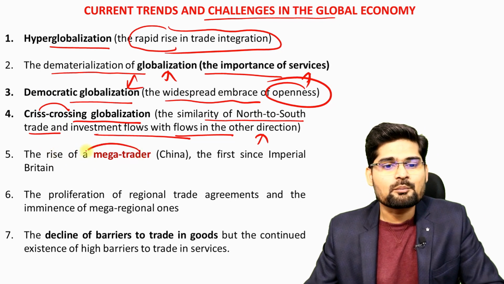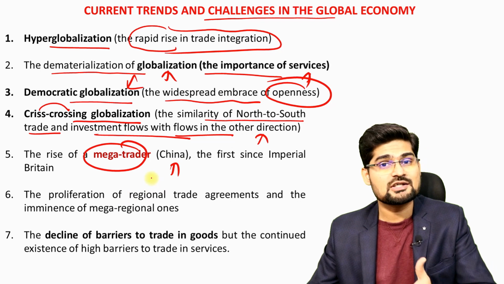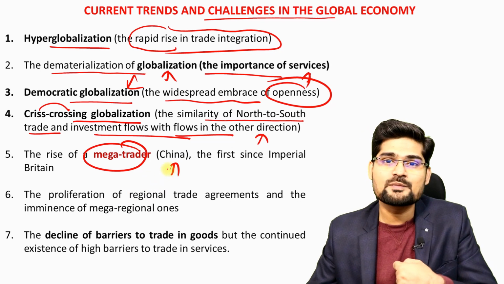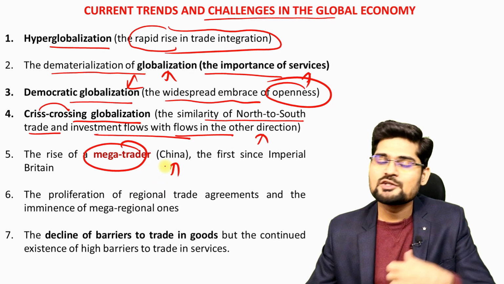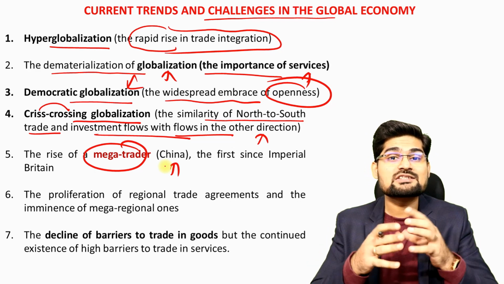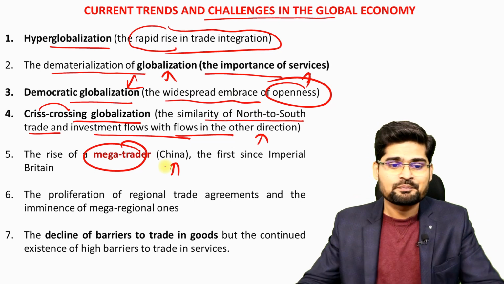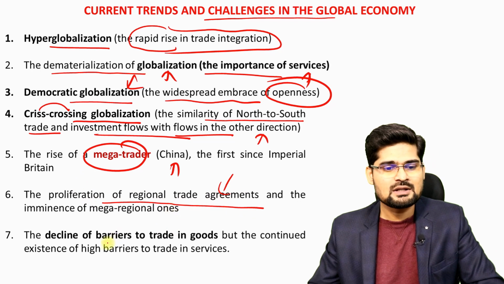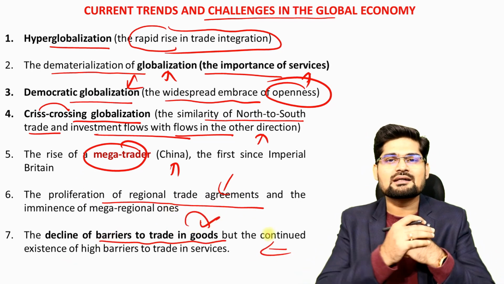Then the rise of a mega trader like China, if you observe, since the first imperial wave of the British. Now China is a kind of world leader in terms of trade, because Chinese goods are being sold through the European Union, through the US, in African countries, in the Indo-Pacific. So China, through its low-cost manufacturing, is dealing with the world like a mega trader, right? Then the proliferation of regional trade agreements, as we have looked at in the previous map also, and the decline of barriers to trade in goods. This is what is happening in current times.